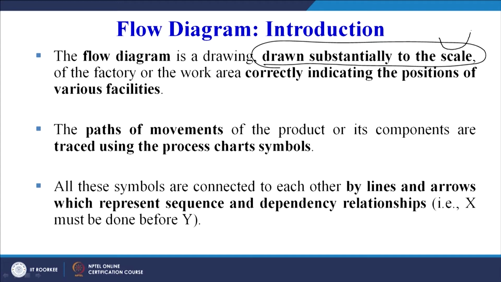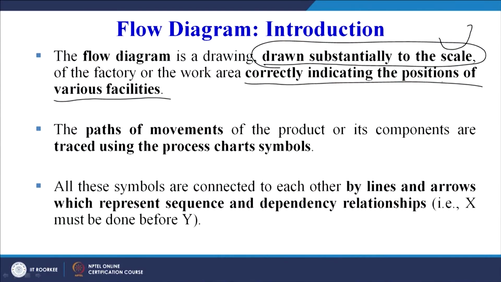It is usually drawn to the scale. So a flow diagram is usually drawn to the scale of the factory or the work area, correctly indicating the positions of the various facilities. And if you refer back to the flow process chart, the location of the various facilities is not depicted in the flow process chart. We write the description of the work or the activities or the inspections or the movement, but then we depict it with the help of the process chart symbols in case of a flow process chart.